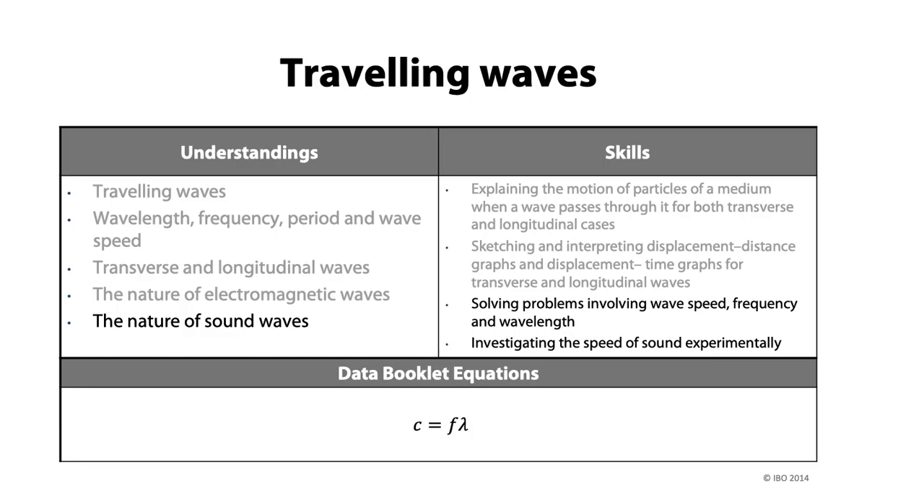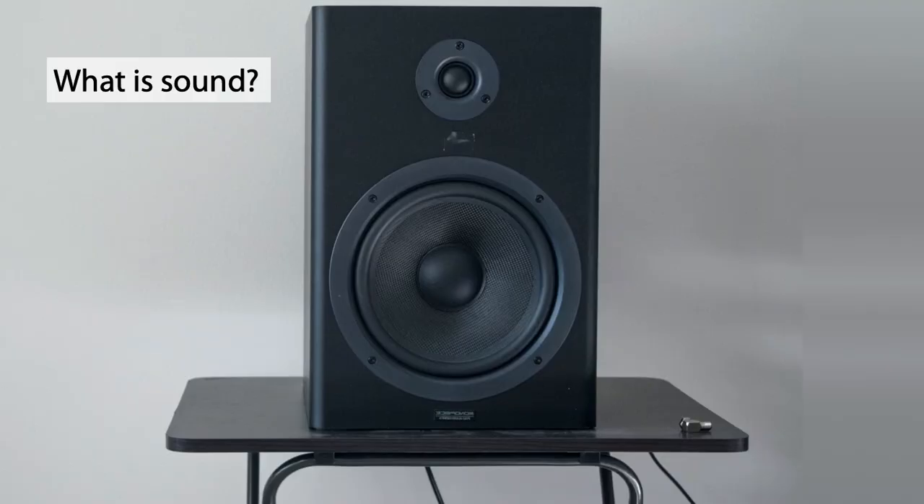So we'll mention that, and we'll be using the equation we've been using for a short while now, which is c, wave speed equals frequency multiplied by wavelength. Just like we've previously looked at what is light, we're going to look at what is sound. It's something very different.